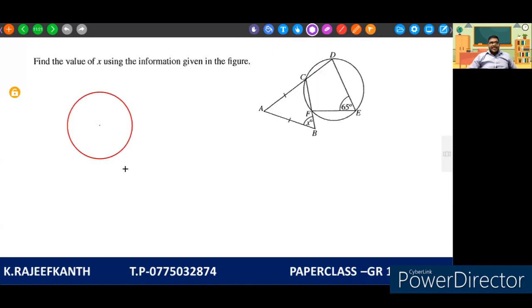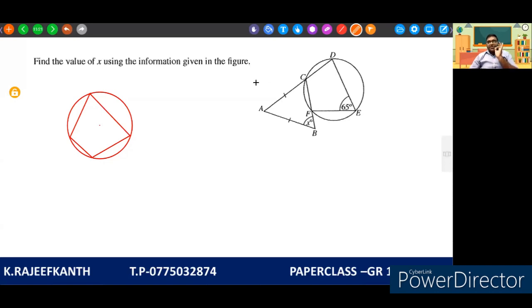Here, this is a circle. In a quadrilateral, there will be 4 vertices, right? If the 4 vertices of a quadrilateral are on the circumference of a circle, then that is a cyclic quadrilateral. Here, the 4 vertices are on the circle. Then we can call this quadrilateral a cyclic quadrilateral.